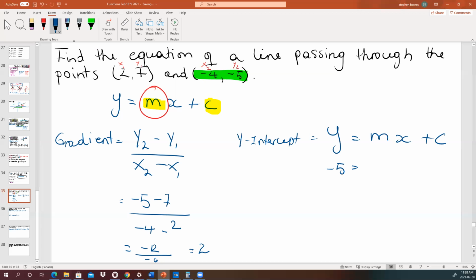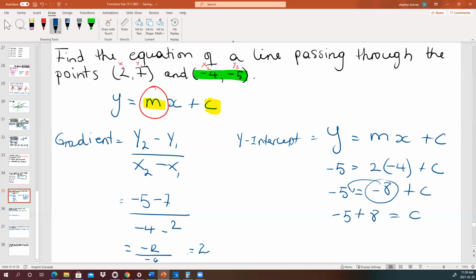And my m is my gradient that I just found, which is 2. X comes from the coordinate, which is negative 4. C is what I'm trying to find, yes? So negative 5 equals 2 times negative 4, which is negative 8, plus C. Minus 5, and we carry this over the equal sign here, it becomes positive 8 equals C minus 5, and positive 8 gives you 3 equals C.